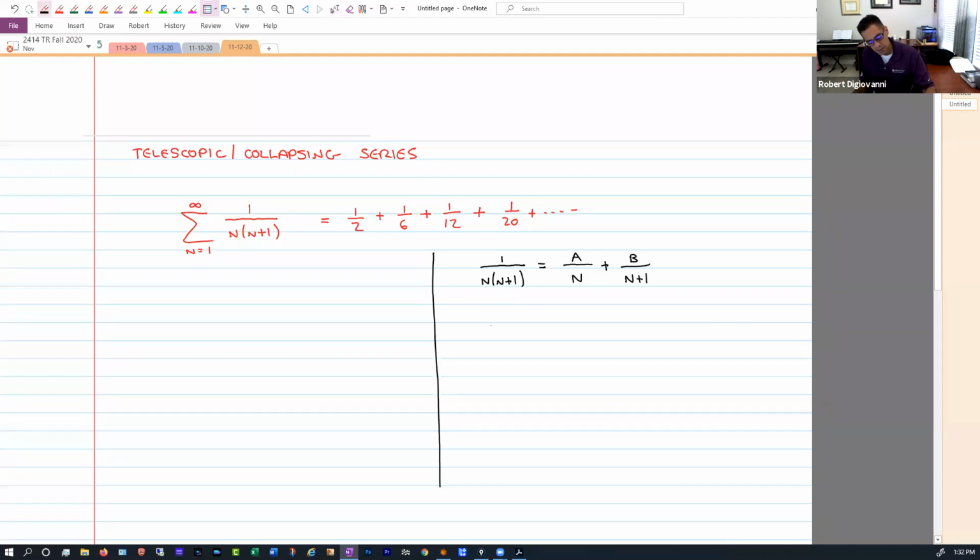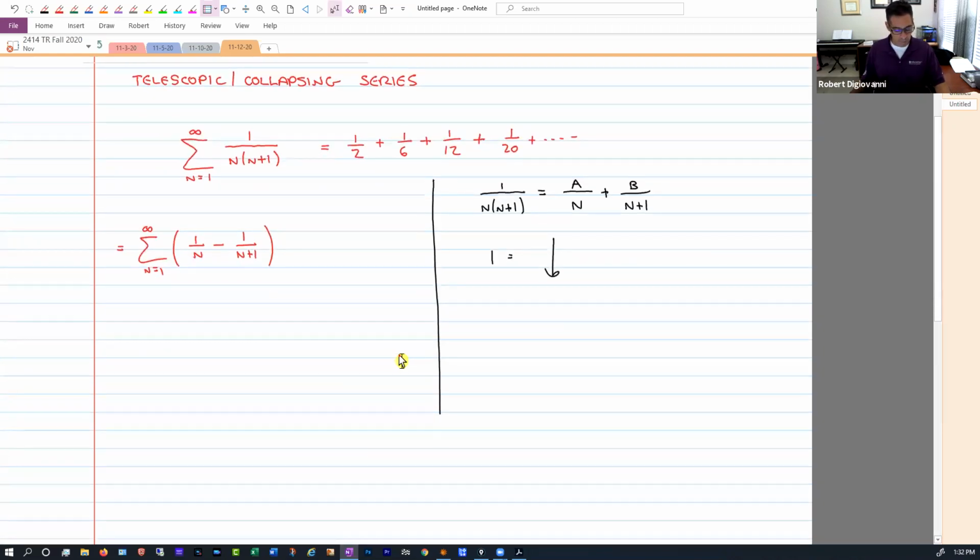Now, let's do that. We've done this before, right? In fact, I'm not even going to go through that work. I'm going to trust that you know how to do that by now. I'm just going to tell you that what happens is that this becomes 1 over n minus 1 over n plus 1. So we have pulled this apart into partial fractions.